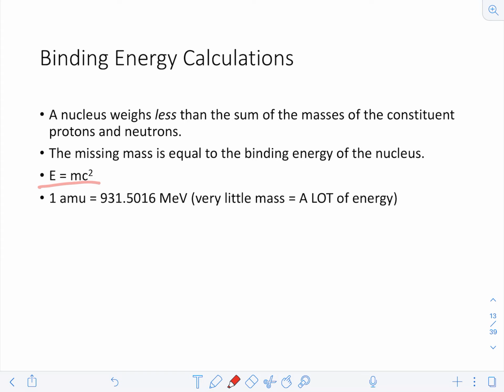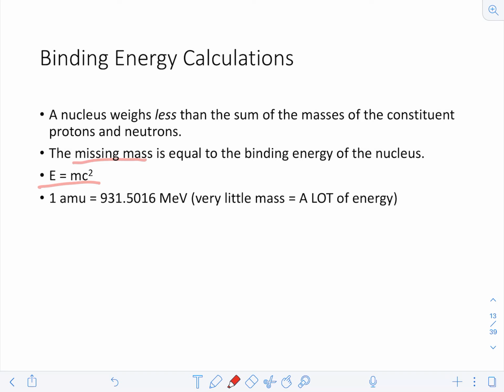Scientists were starting to figure out that if you add up all the neutrons and protons, you should have a certain mass. Well, they were finding that these heavier nuclei actually had missing mass. So they were thinking this mass had to go somewhere. And Einstein was very good at finding out the relationship, which is energy is equal to the mass times the speed of light squared.